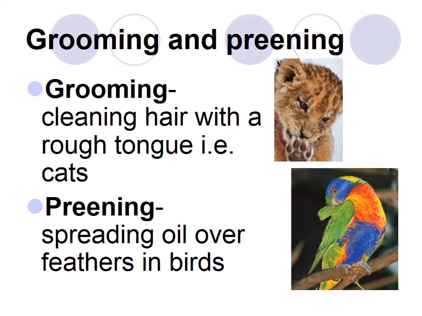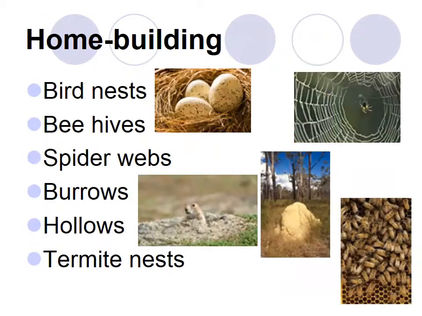Grooming and preening. Grooming is cleaning hair with a rough tongue, so this is something that cats do, and preening is spreading oil over feathers in birds. So birds preen while other animals tend to groom, and this is a behavior about looking after themselves, finding wounds, making sure they're still able to perform their functions, and really just taking care of themselves.